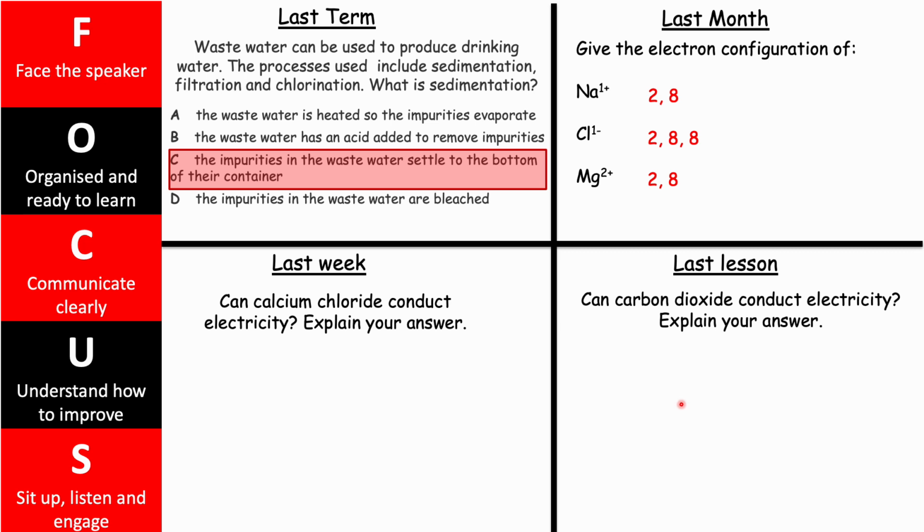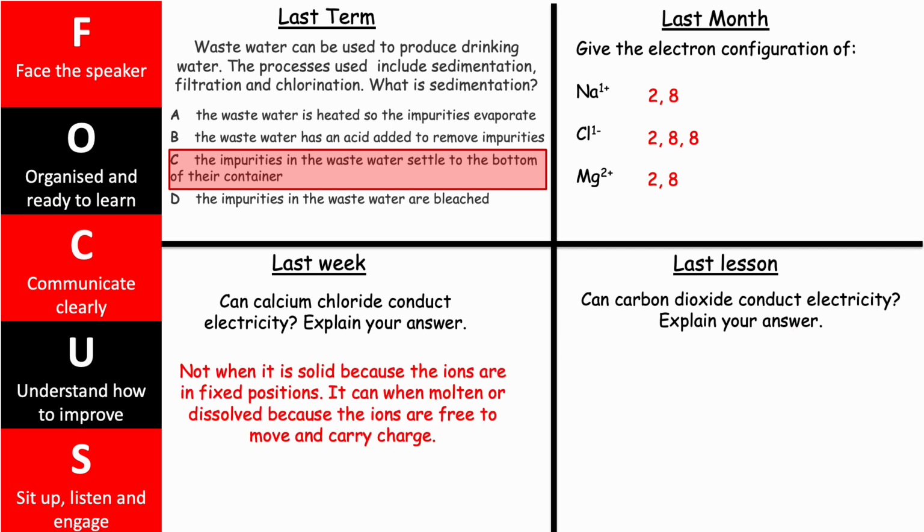You've then been asked, can carbon dioxide conduct electricity, and explain your answer. So again, we need to decide what type of bonding is in carbon dioxide. Well, I know carbon is a non-metal because it's on the right of the periodic table. Oxygen is a non-metal, and the bonding between 2 non-metals is covalent. It's not diamond, graphite, or graphene that we've been asked about, so I know it's simple covalent or simple molecular, and I know simple molecular can never conduct electricity because there are no free ions or electrons.